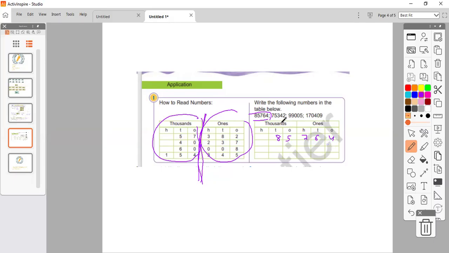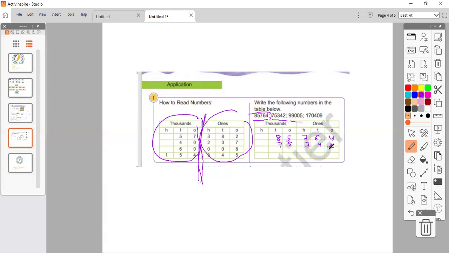Let's move now to the second number, this one. What is the ones? It's 2. The tens is 4. The hundreds is 3. What about the 1,000? It's 5. And the 10,000 is 7. We don't have 100,000. We can put 0 if we want. Okay, this 0 is unnecessary.